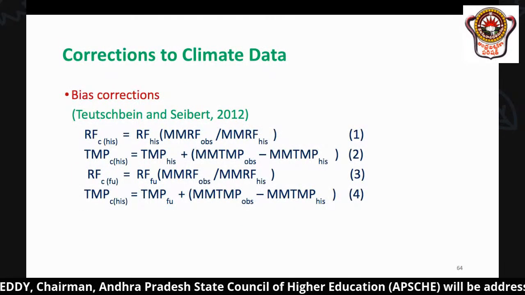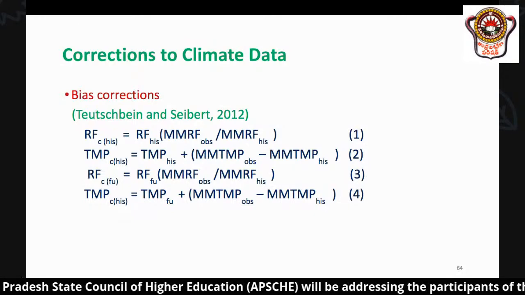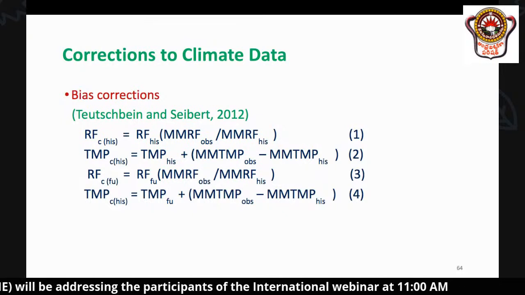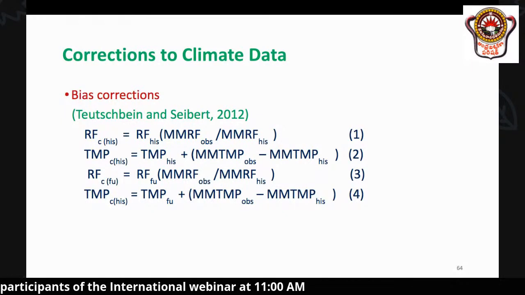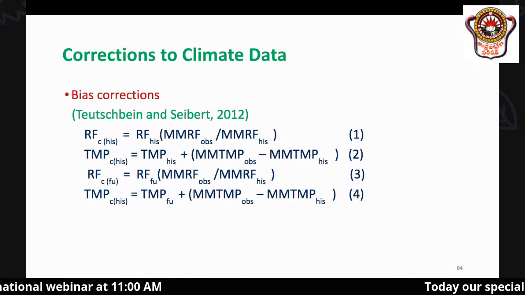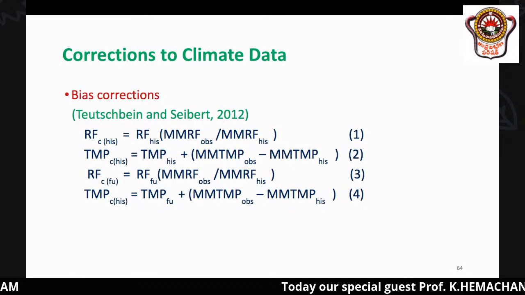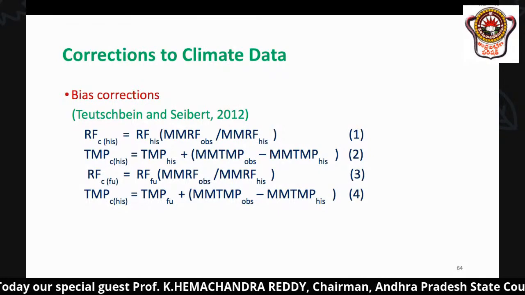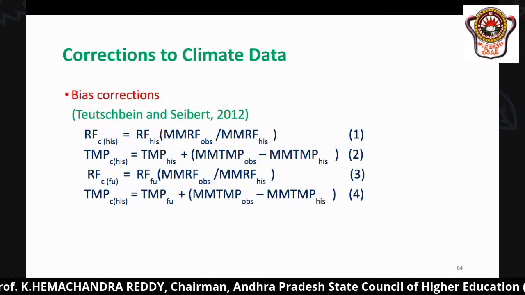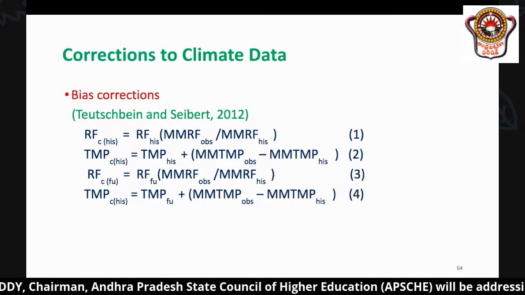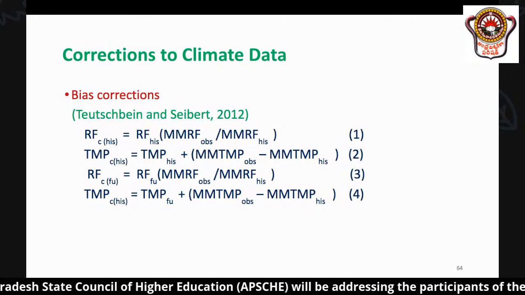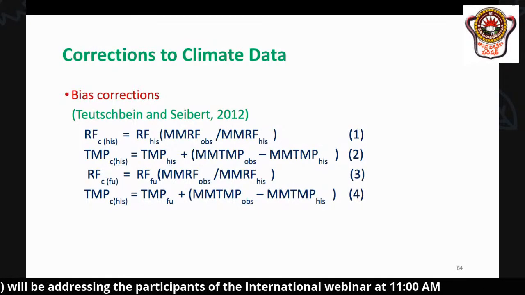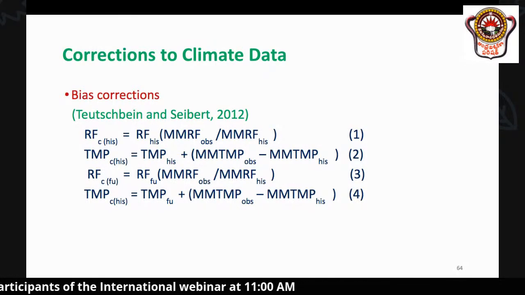So here you see the corrections to the climate data which are available for bias correction. These are the basic formulas. Here, for the rainfall, you want the corrected historic data. So we take the historic rainfall and multiply the mean monthly rainfall of the observed by the mean monthly rainfall of the historic. This is called a multiplicative factor, so that you get the correction factor for the historic data.